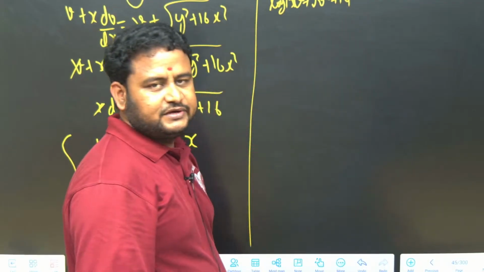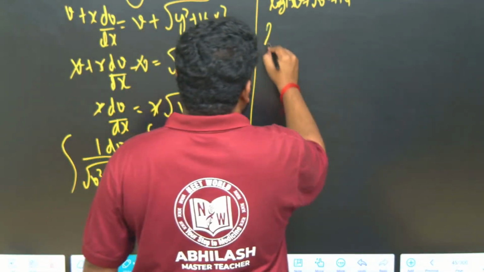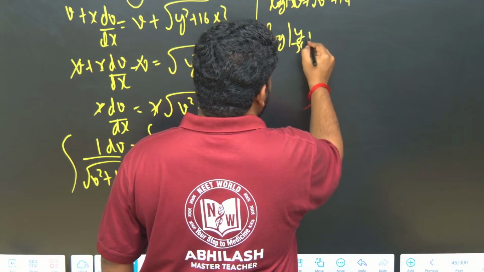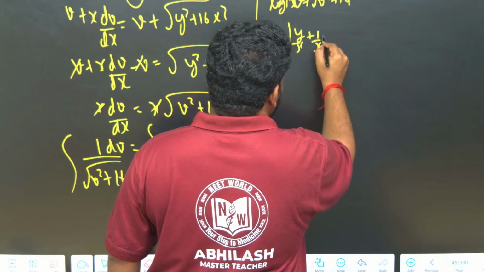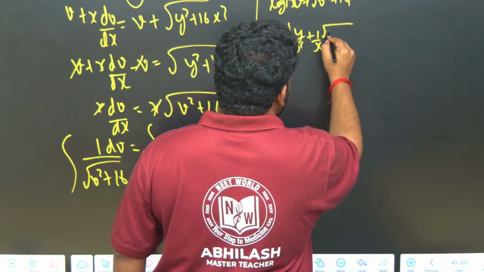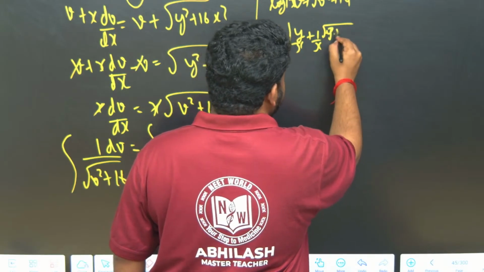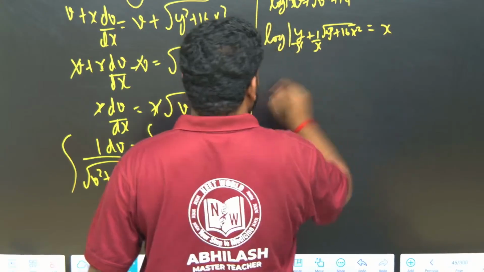Now wherever v is there, I should put y by x. So v is equal to y by x, and square root of y square by x square plus 16, with x outside, becomes square root of y square plus 16x square over x. That will be equal to x. This should be plus c.